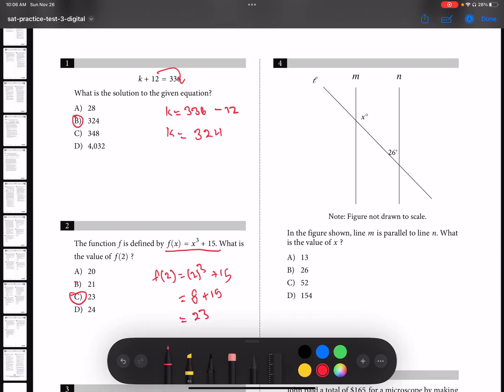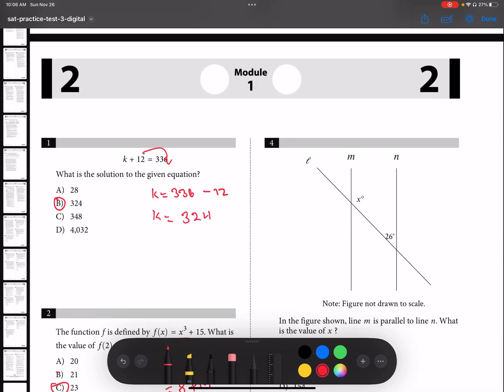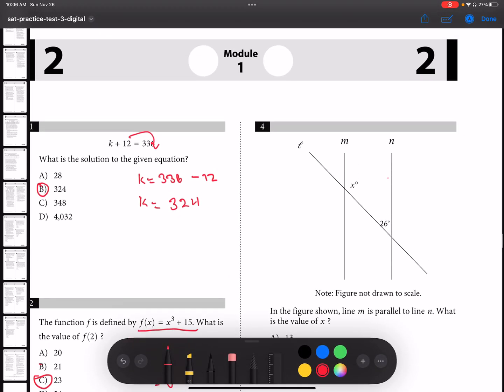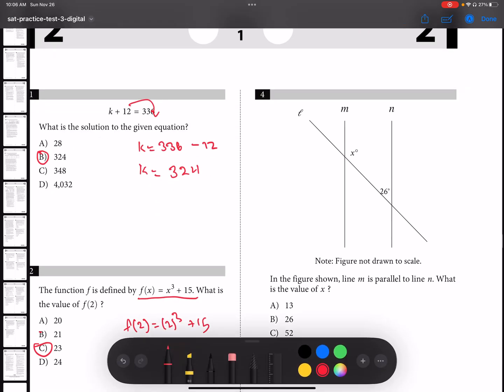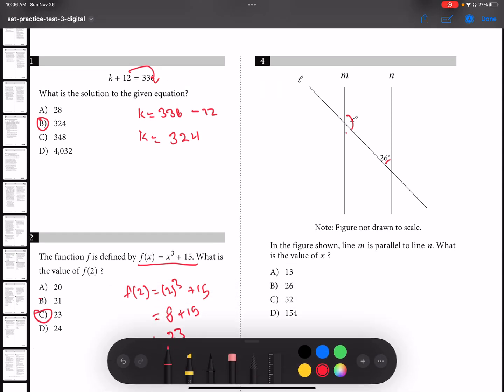Okay, number 4. In the figure shown, line M is parallel to line N. What is the value of x? So here, because they're parallel, we have an angle of 26. Obviously, this is big, and they are a linear pair. But then, what is the value of x? So because they are parallel lines, this side would be 26 degrees. So in order to know what this side is, you'd have to do 180, which is a straight angle, minus 26 degrees. That gives you 154 degrees. So that's your answer.